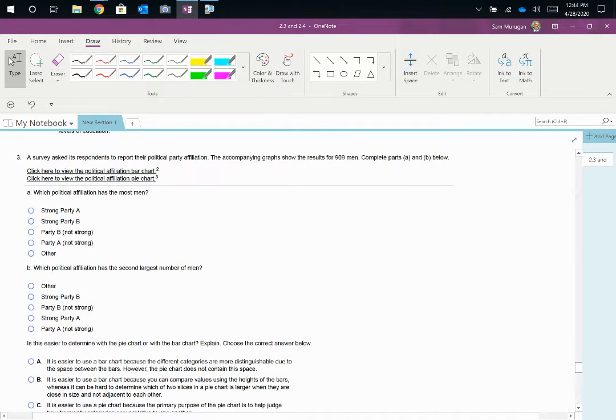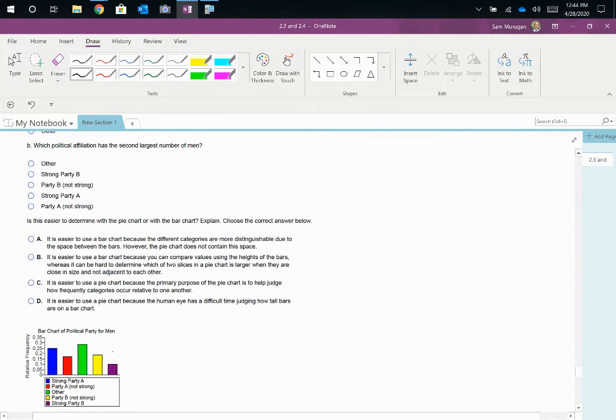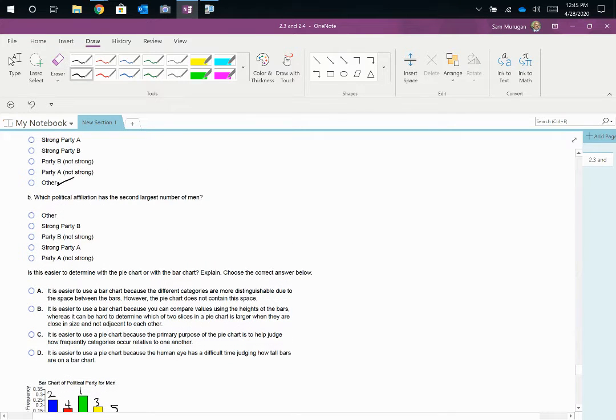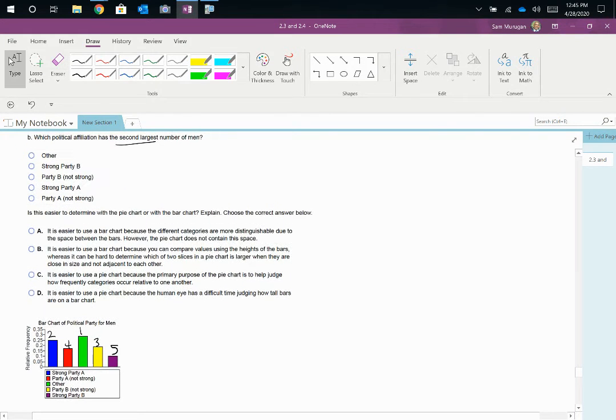Part A, which political affiliation has the most men? So that would be this one, number one, number two, number three. I'm sorry, no, number three would be this one, number four, and number five, if we were to rank them using a Pareto chart. So the most men would be the other category. The second largest would be strong party A. And notice I didn't even look at the pie chart.